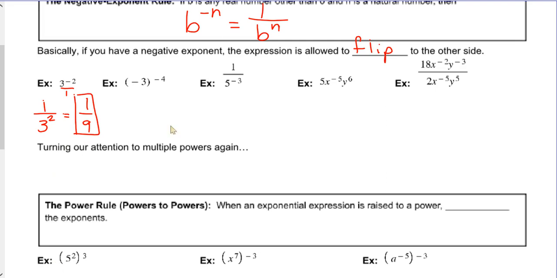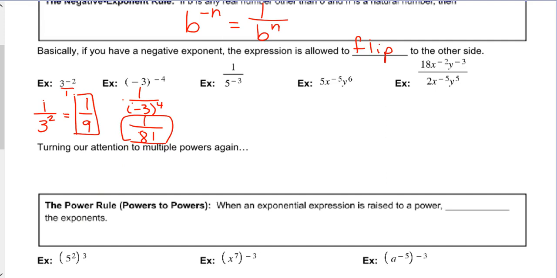If I look at this guy, I'm going to take this base, flip it to the bottom, and make that exponent positive. So we're going to have 1 over negative 3 to the 4th. Now again, negative 3 to the 4th is not too bad. You can multiply it out 4 times. If we get something really large, we probably won't. But this one's not too bad to give us 1 over 81 as a final answer.